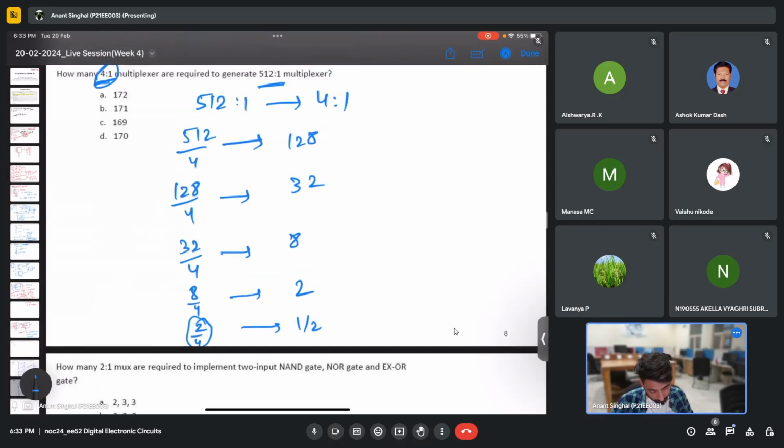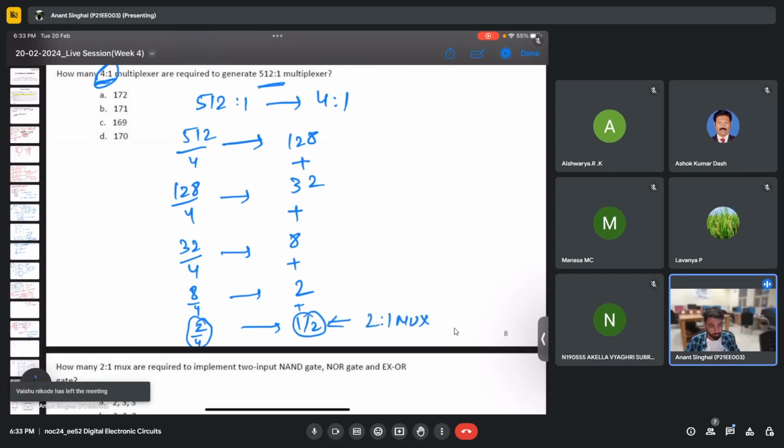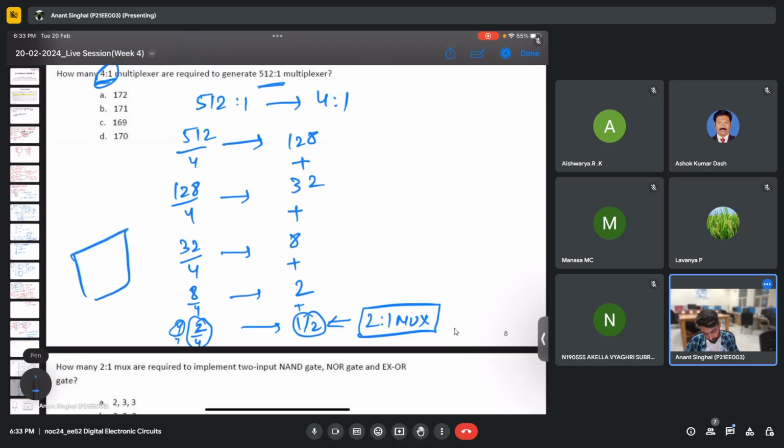So what I'll try to say here is we require 128 plus 32 plus 8 plus 2 plus half. Here the half is representing that at the last input we will be requiring a 2 cross 1 mux, because we only require two outputs of that. Instead of 4 by 4 I'm getting 2 by 4. So I need to have a 4 cross 1 mux in which two of them will be grounded. So for this, I need to add a 1 here so that I will have my final output.